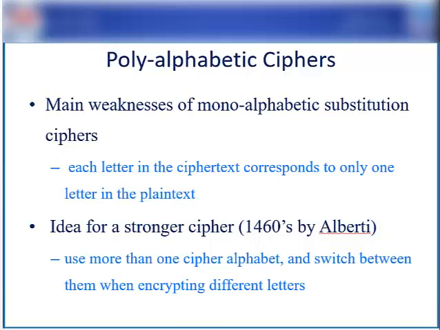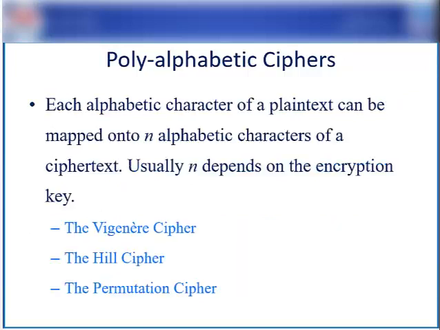Each alphabetic character of the plaintext can be mapped onto n alphabetic characters of ciphertext, and usually this n depends on the encryption key. In our course, we are going to consider Vigenère cipher, the autoclave cipher, and the Hill cipher. Also, we are going to study permutation ciphers. However, the encryption principle behind this type of cryptosystems differ. Let us talk about everything in order.